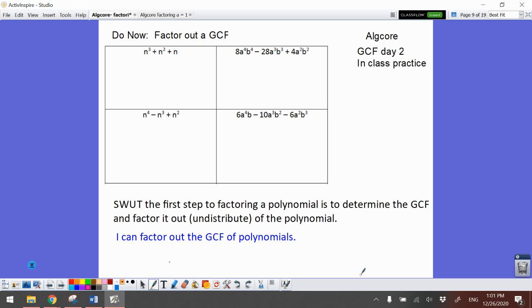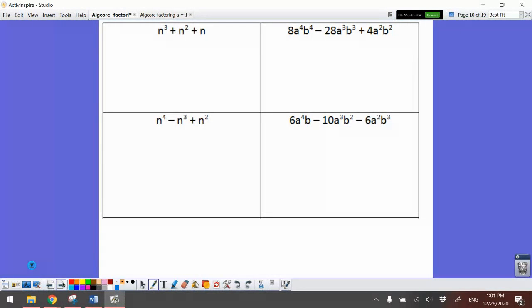Okay, so let's keep working on factoring out a greatest common factor. And we've got these 4 problems here that we're going to take a look at. Remember the numbers that we're looking for: divide by 2, 3, 4, 5, 7. Those are the numbers that we're going to start with.